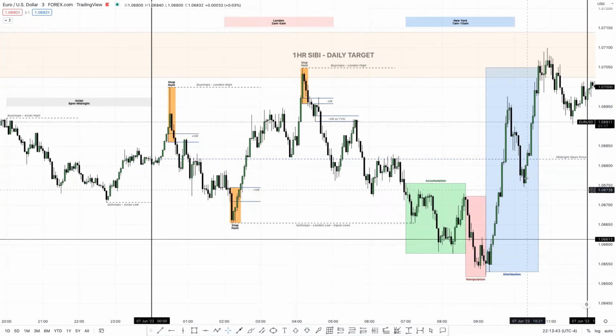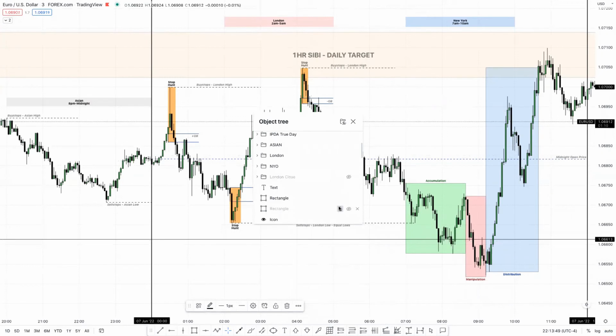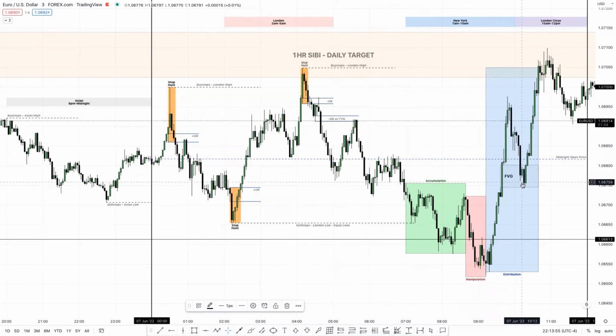And as you can see, we get a pullback into what? A fair value gap. Let's see if we can put the fair value gap on the chart. And here it is, lending close. Boom, fair value gap, displaced, run the buy stops, and there's the target. So take a look at this chart.